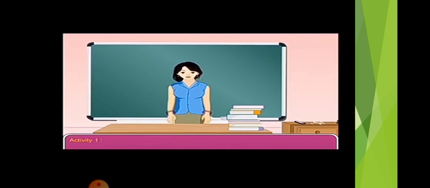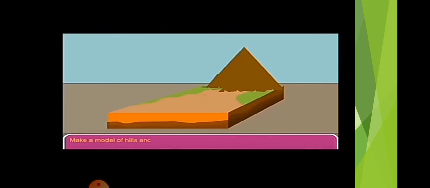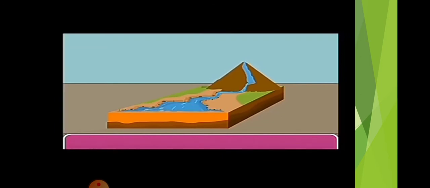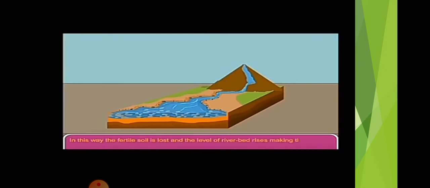Activity 1. Soil erosion by water. Make a model of hills and a river valley by making heaps of soil at one place. Now pour water over it. You will see that as water runs down, it takes away top layers of soil along with it and deposits it in the riverbed. This is known as silting. In this way, the fertile soil is lost and the level of riverbed rises, making them more prone to floods.